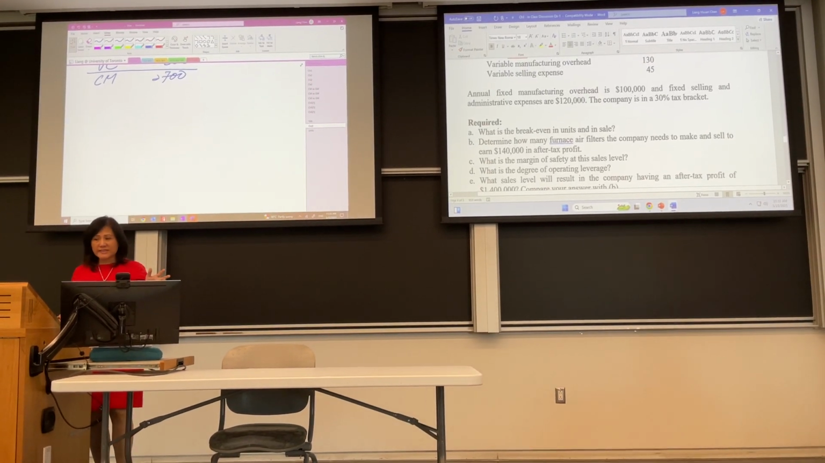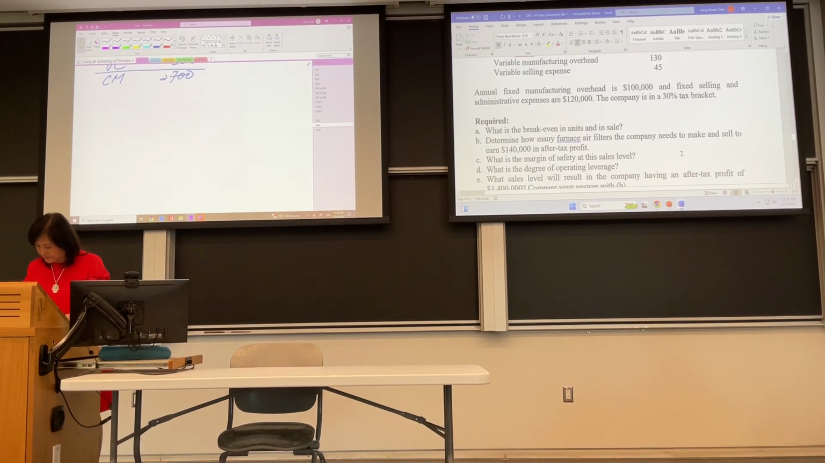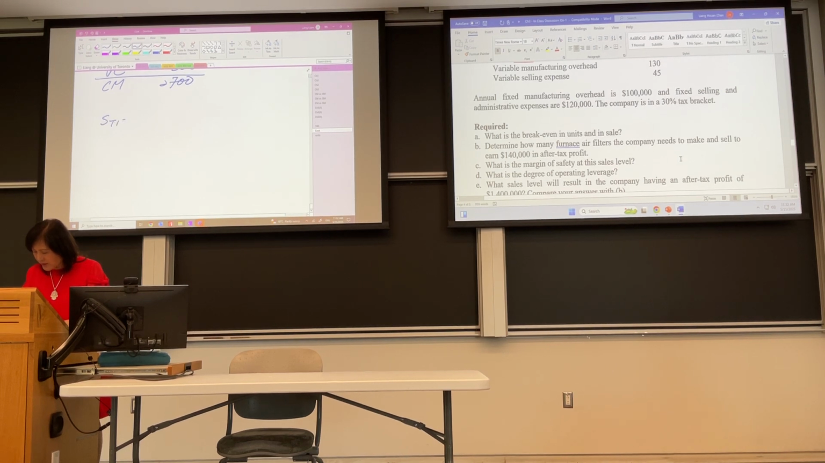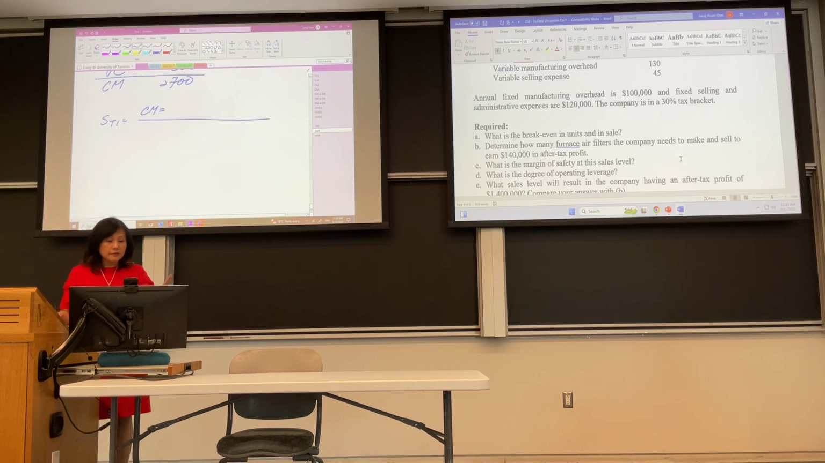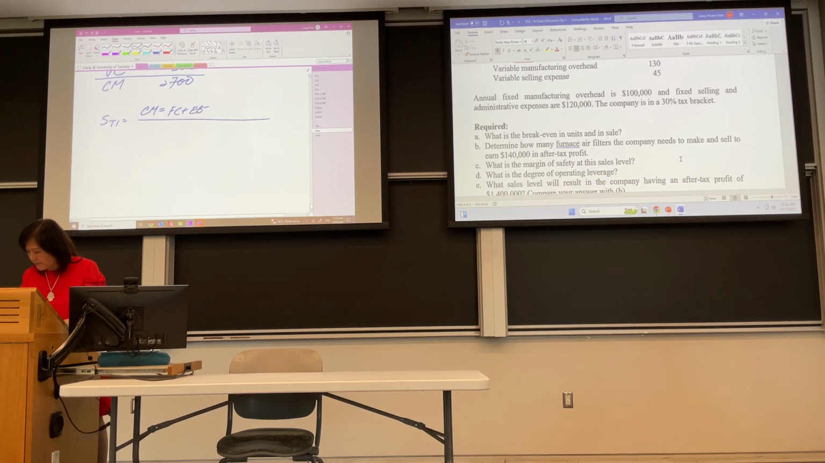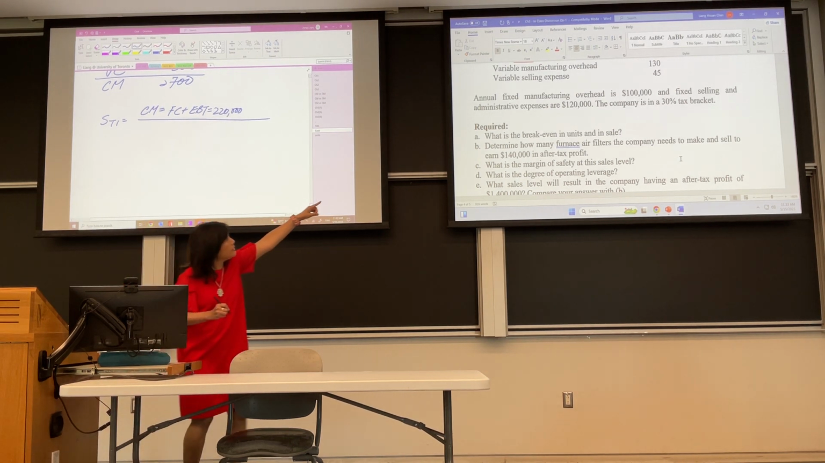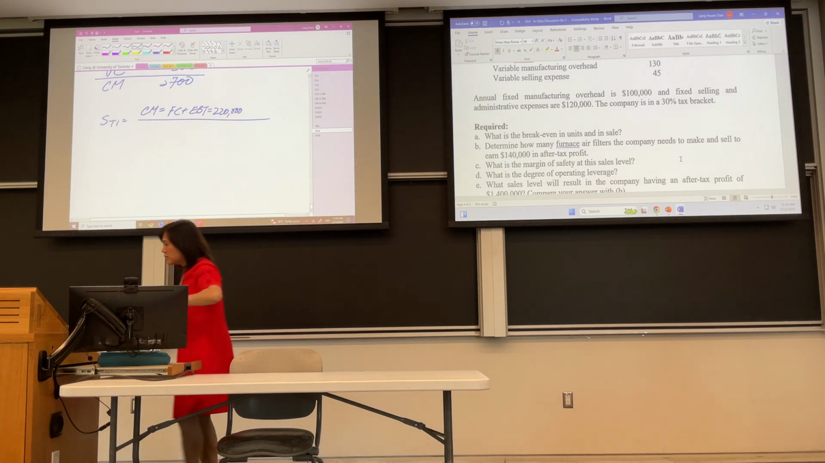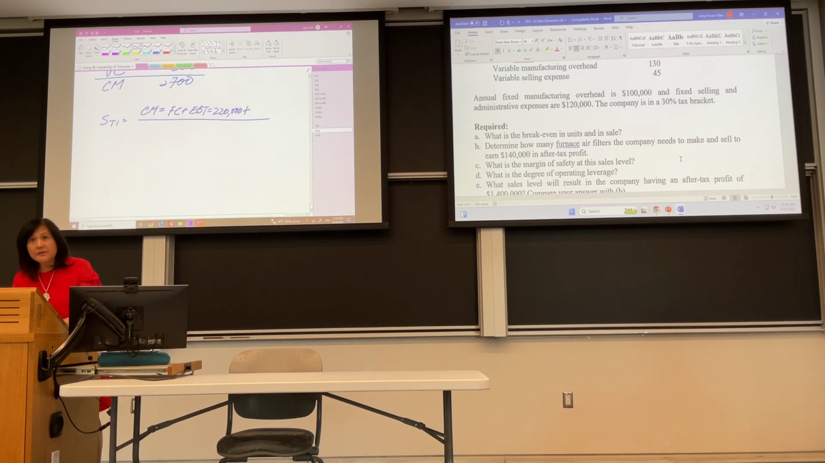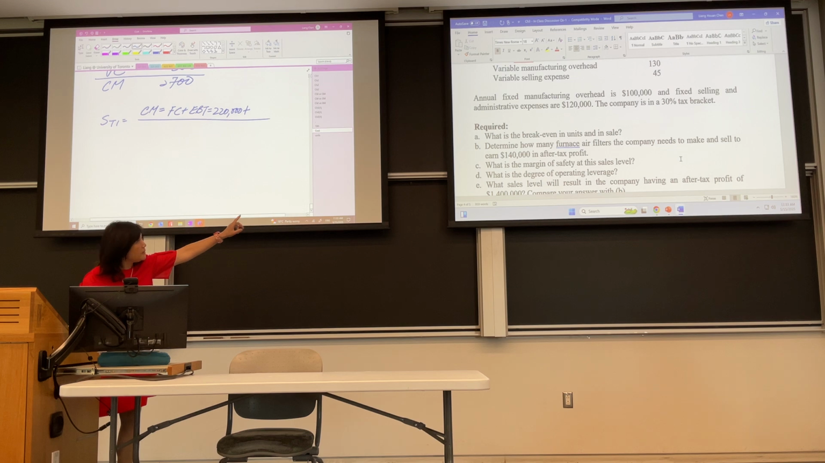Okay, so margin of safety, sales with target income, contribution margin, target income. So I'm going back to the B, quickly. It's a fixed cost plus the profit, EBT. Fixed cost is 220,000. It's given there. 100,000 plus 120,000, 220,000. Plus EBT, earning before tax. Earning after tax, I want 140,000.